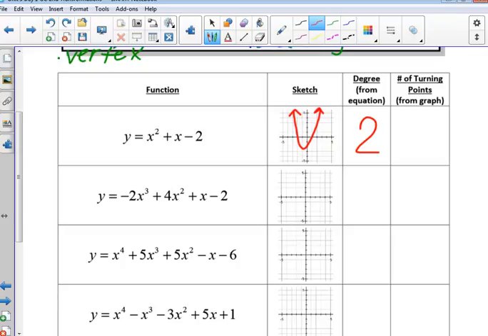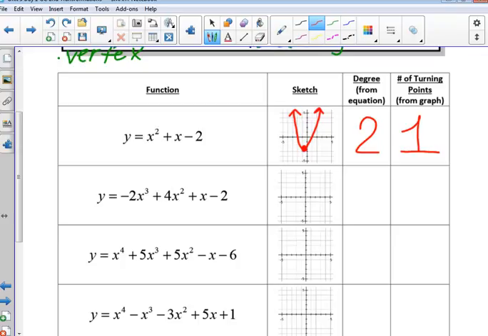Alright, and then number of turning points. You have to look at the graph. Because remember what we said, the maximum number of turning points would be 1 less than the degree. But in this picture, how many turning points do I have? 1. I'm going to show you an example where it doesn't come out so nice. So don't always assume that it's 1 less than the degree. The maximum number of turning points is 1 less than the degree.